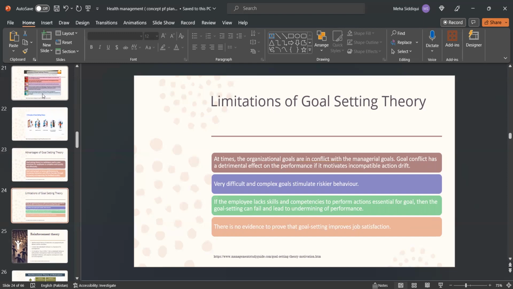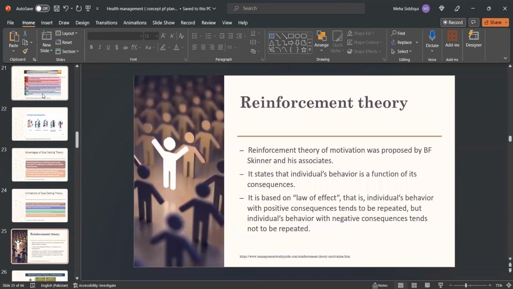Goal conflict has a detrimental effect on the performance if it motivates incompatible action drift. Very difficult and complex goals stimulate riskier behavior. If the employee lacks skills and competencies to perform actions essential for the goal, then goal setting can fail and lead to undermining of performance. There is no evidence to prove that goal setting improves job satisfaction.